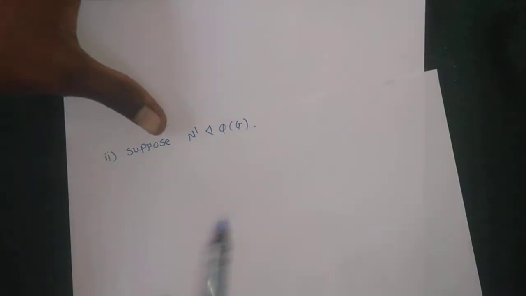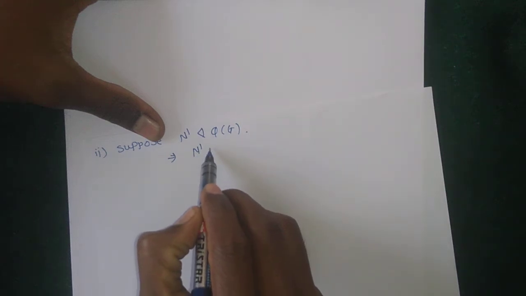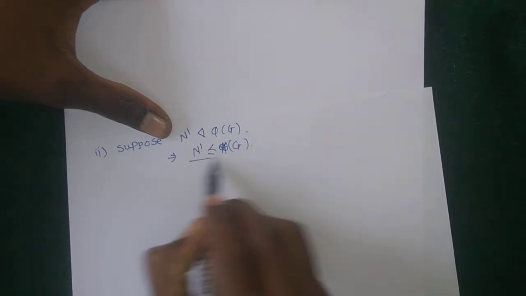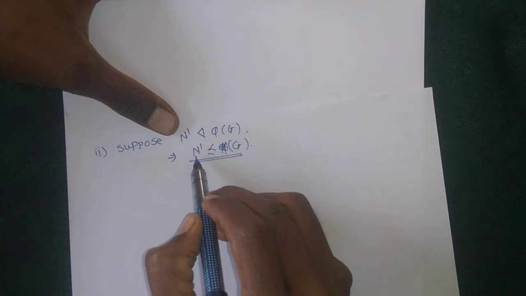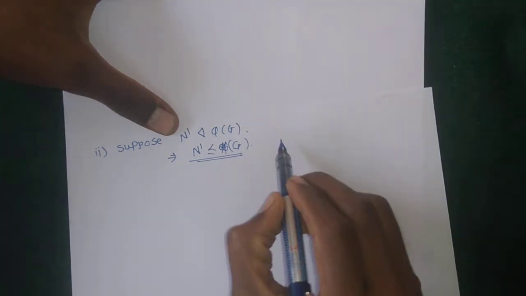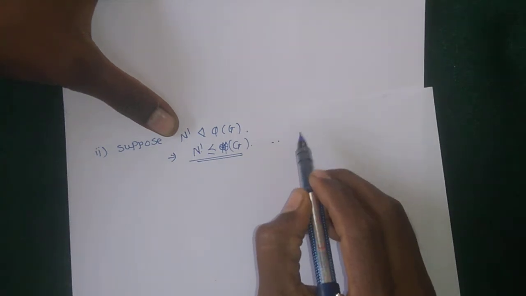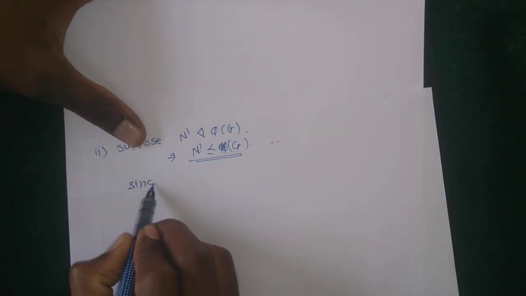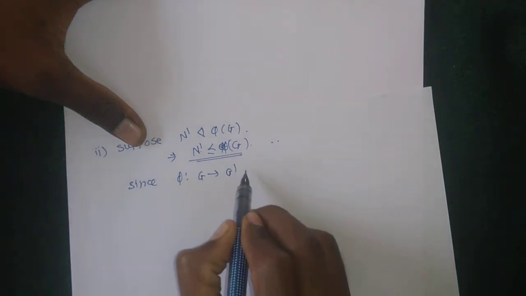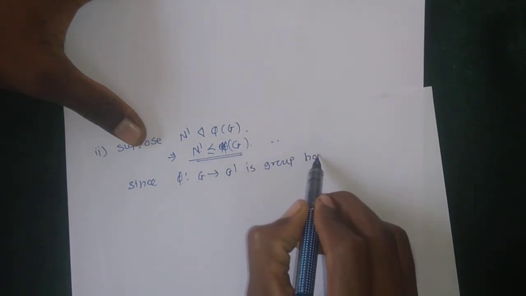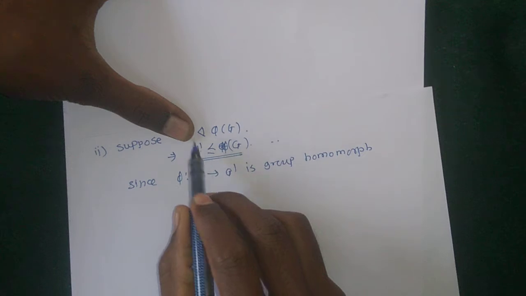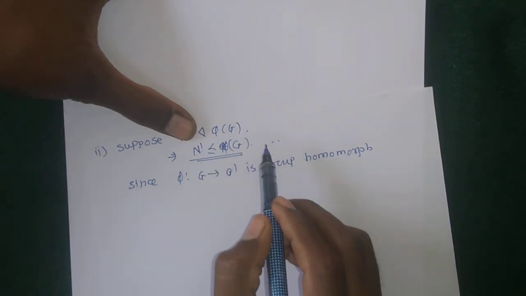N dash is a normal subgroup of phi of G, which implies that N dash is a subgroup of phi of G firstly. Because N dash is a normal subgroup, by the definition of normal subgroup, N dash is a subgroup of G. Therefore, and also given that phi from G to G dash is a group homomorphism, first we show that the inverse image of N dash, phi inverse of N dash, is a subgroup of G.